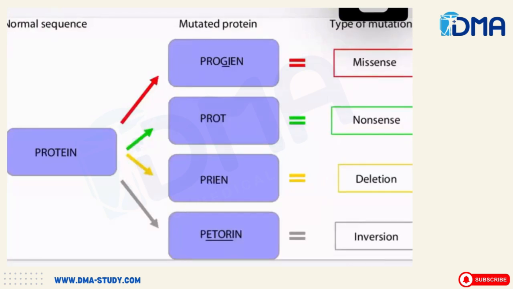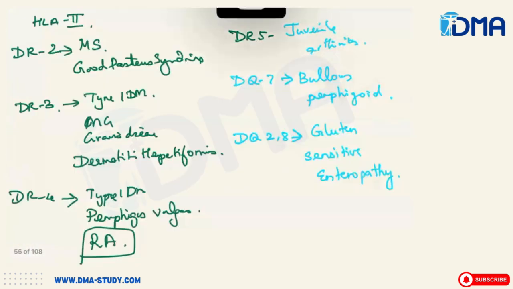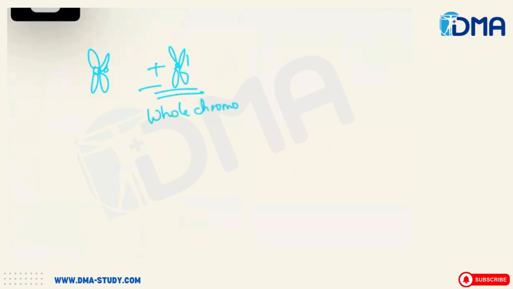Coming to a few points in genetics, whenever there is a problem with the genome, say, 23 chromosomes are there. Whenever there is an extra chromosome present or an extra chromosome absent, whenever the whole chromosome is involved in the change, then you call it a genome mutation. Whenever there is a problem with a particular chromosome because of some mutation, you call it a chromosomal mutation.